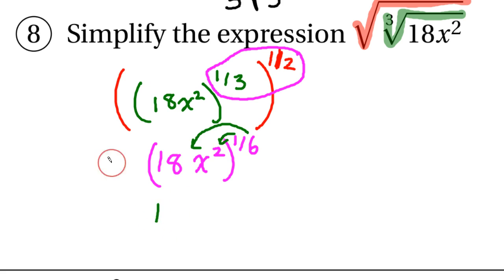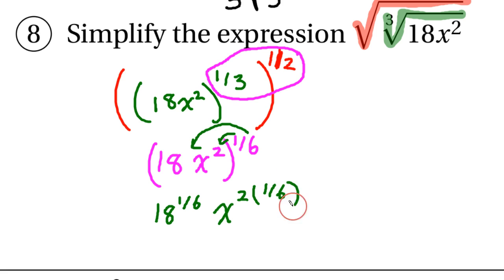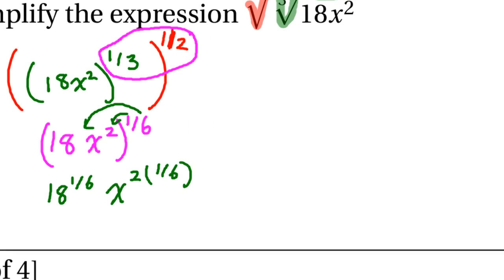Now if I take a look at this, I can say, okay, this 1/6 is going to apply to both of these numbers, so it's going to be 18 to the 1/6 power, and then x to the 2 times 1/6 power. We'll deal with the 18 here in a moment, so I'll just leave that on pause. But for the x, it's going to be x to the 2 times 1/6, which is 1/3 power. So I'll leave that alone because that's the variable part of our answer.